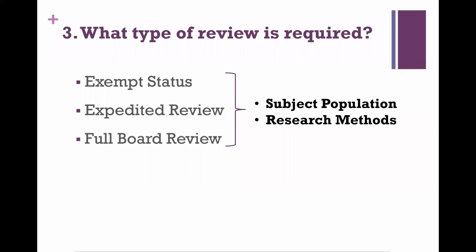There are 3 levels of IRB review: exempt, expedited review, and full board review. The level of review is dependent upon 2 factors: research subject population and research methods. As you work through the IRB application, you might notice that some of the questions are a bit repetitive, but keep in mind that HSD is really trying to get a sense of your subject population and your research methods so that they can move forward with the appropriate level of review.